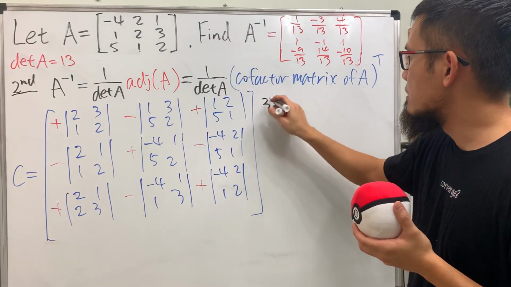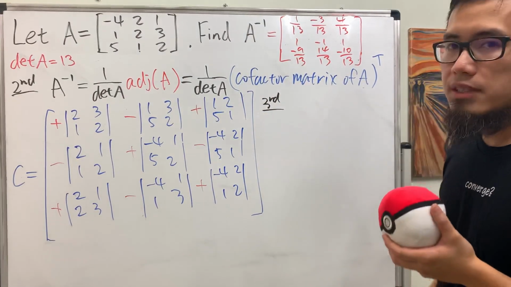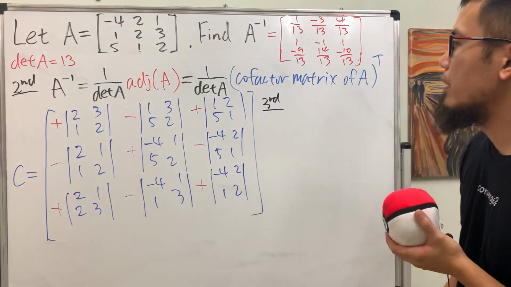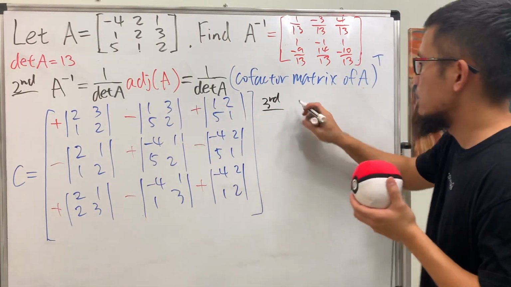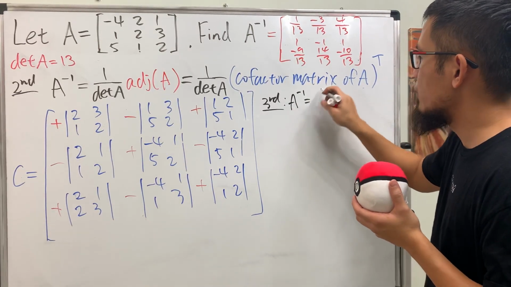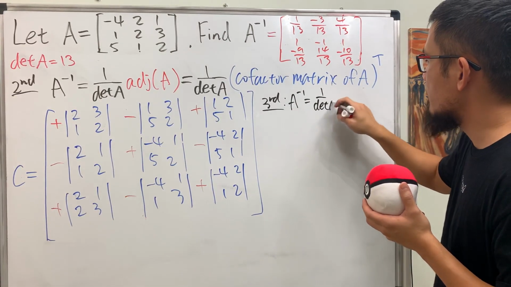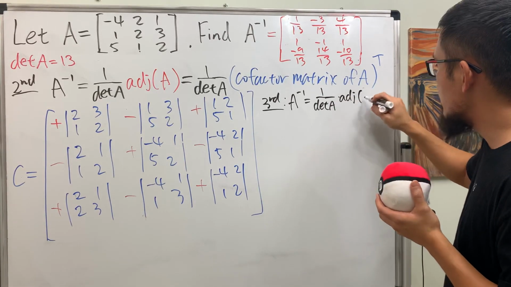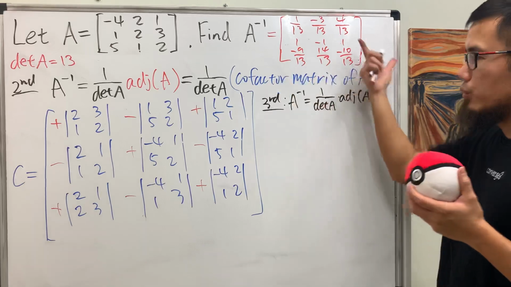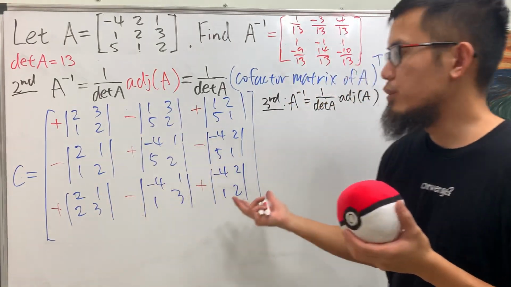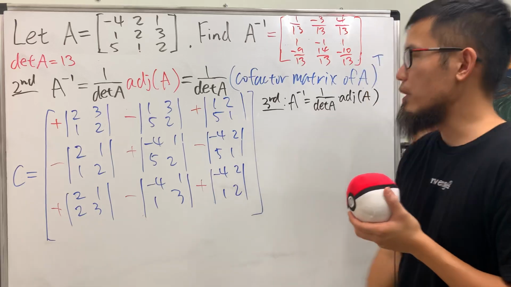So here's the third way. It's just like a shorter version of the second way, right? So nothing too crazy. I'm still going to use the fact that A inverse is equal to 1 over the determinant of A times the adjugate matrix of A, which is equal to this part. But instead of doing all this, which will usually take you a while, go ahead and do the following.